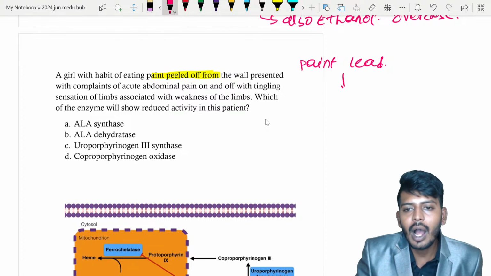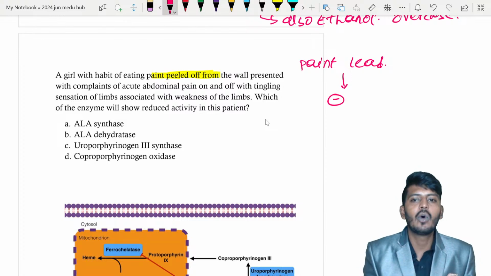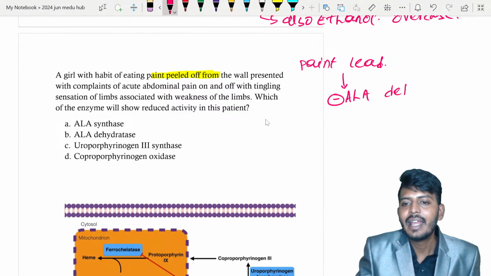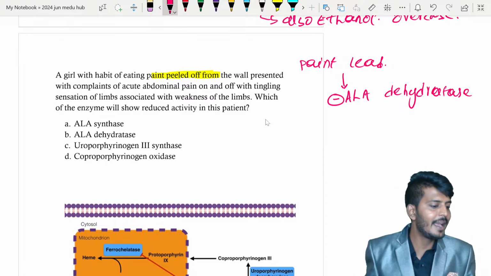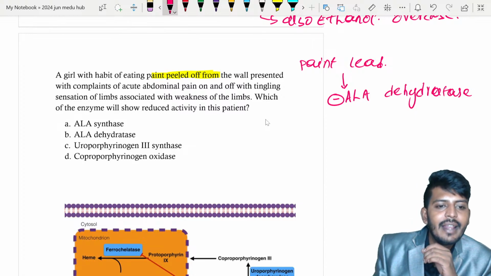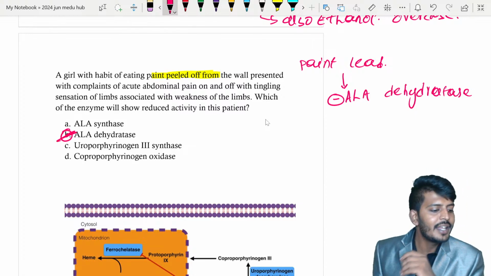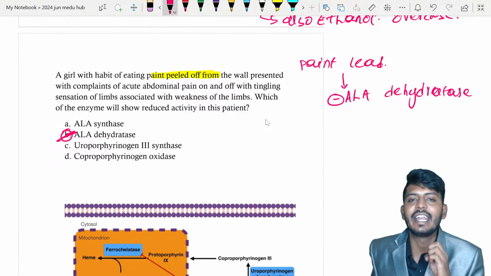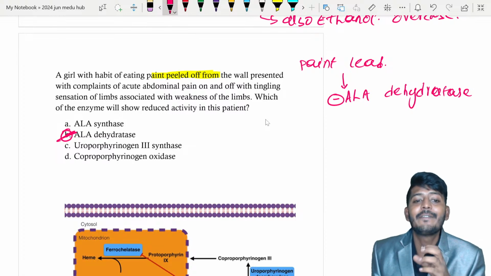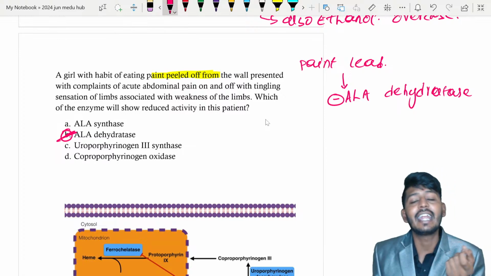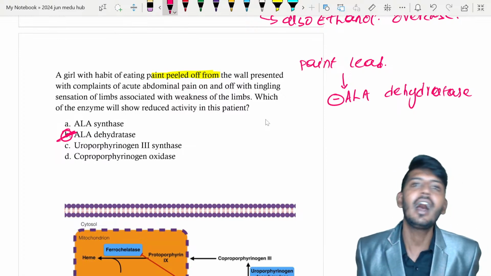The lead will go and inhibit one enzyme. Lead will go and inhibit ALA dehydratase. Okay, lead poisoning will inhibit the ALA dehydratase. So this ALA dehydratase... was there an ad? ALA dehydratase will show the effect of inhibition by your lead. This ALA dehydratase is the enzyme which is present in the heme synthesis.